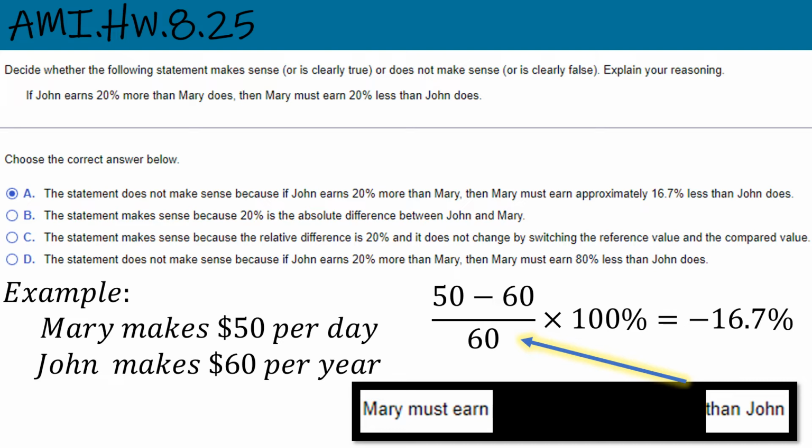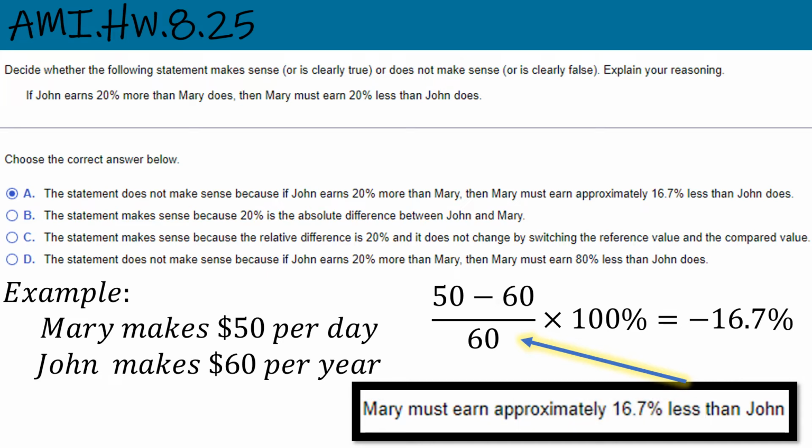So that says how they reference to somebody else. And so in this case, John's on the bottom, John the 60. So we're saying Mary actually earns 16.7% less than John. Notice that by switching where the numbers were, we actually changed the percent, not just the sign of the percent.